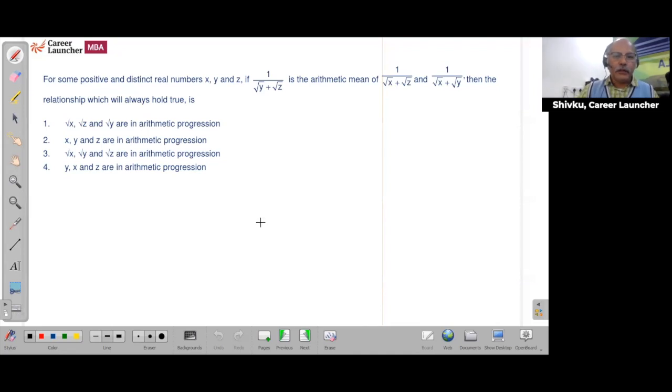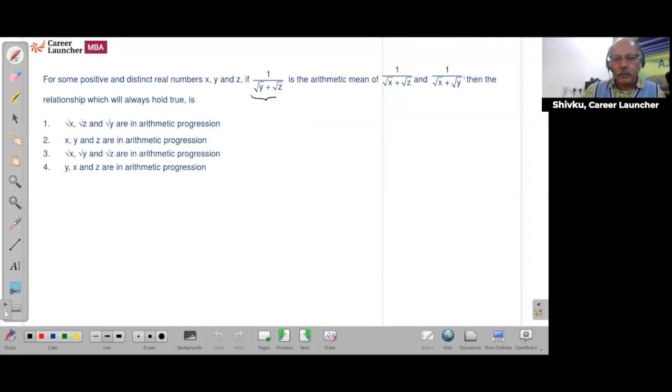For some positive and distinct integers x, y, and z, if root of this is the arithmetic mean of this expression, then which of the following statements holds true? I think it should not matter. So let's write this.